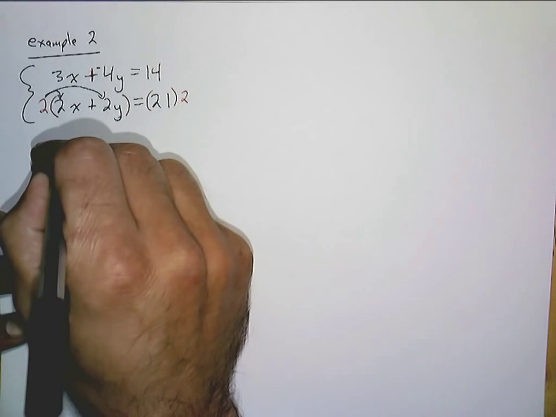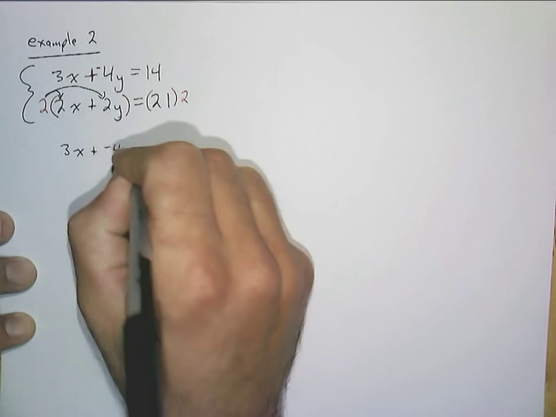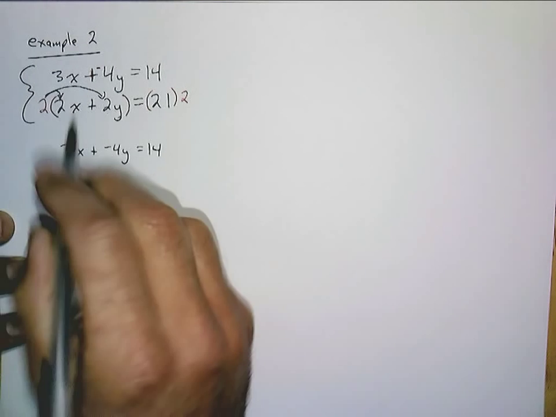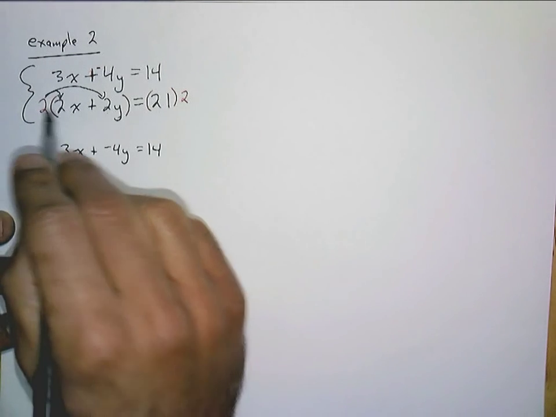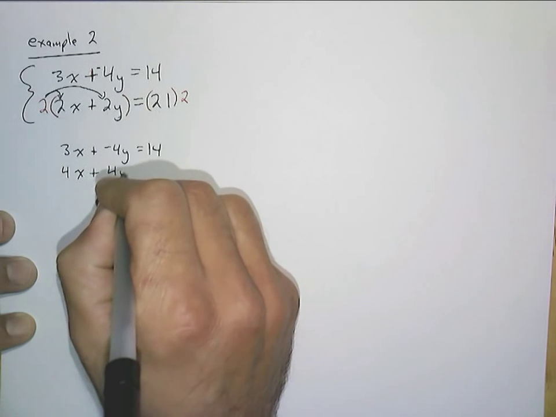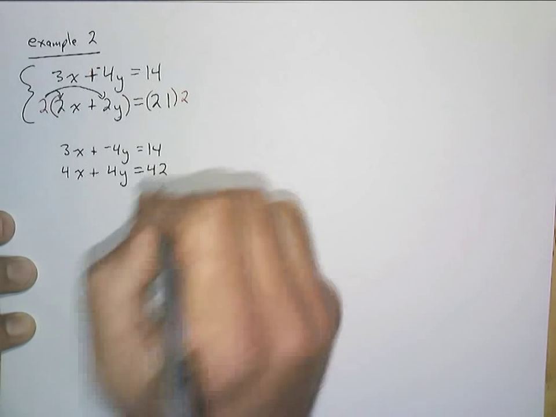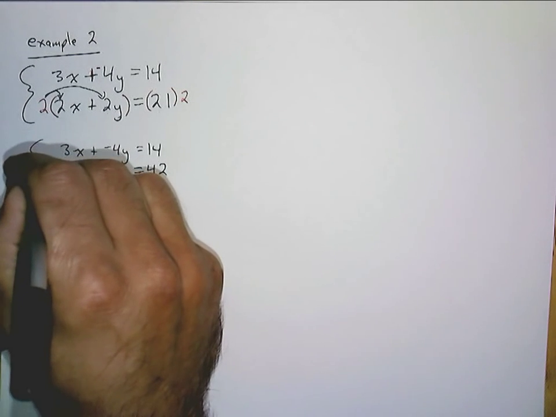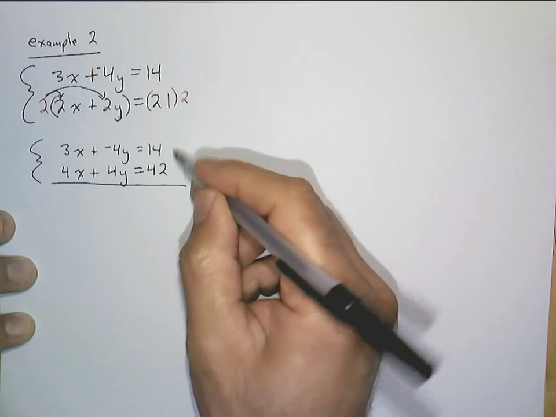So let's rewrite this system. 3x plus negative 4y is equal to 14. Now we've got 2 times 2x, which is 4x, plus 2 times 2y, 4y, is equal to 21 times 2, which is, of course, 42. And now we can take this system and add the left-hand sides together and the right-hand sides together.